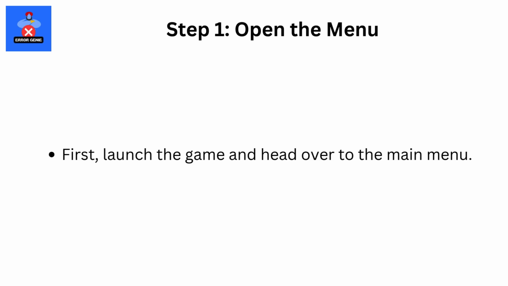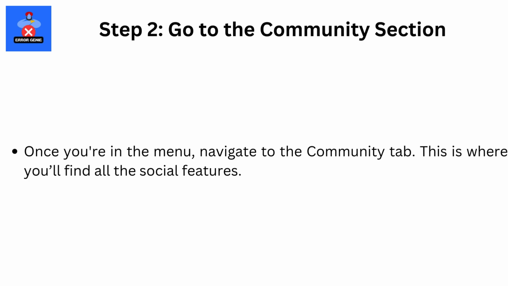Step 1. Open the menu. First, launch the game and head over to the main menu. Step 2. Go to the Community section. Once you're in the menu, navigate to the Community tab. This is where you'll find all the social features.